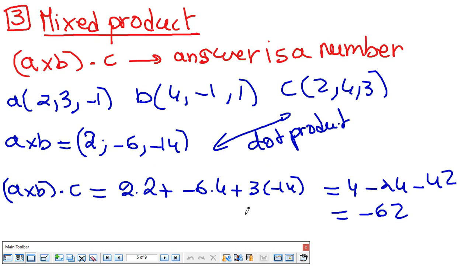Now let's move to another formula. We call it the mixed product. The mixed product is a mix between the vector and the dot product. In this case, the answer is a number, not a vector, because this one is a vector dot another vector, so it's going to give me a number. Let's say I have the same vectors A and B, and a new vector C (2, 4, 3). If I want to find A vector B dot C, first A vector B, which I have from the preceding part: (2, -6, -14). Then I do the dot product for those two vectors: x' plus y' plus z', and the answer is minus 62.